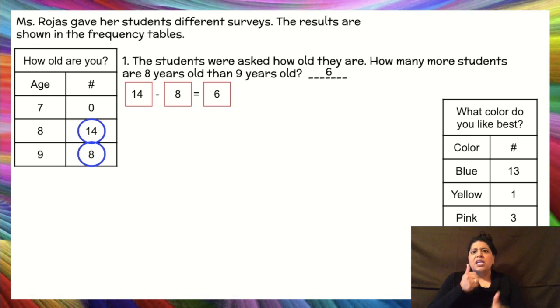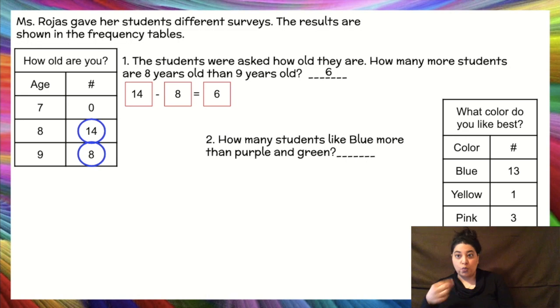What color do you like best? On the left-hand side of that frequency table, we have the color blue, yellow, pink, purple, and green. And on the right side, we have the amount of students who pick that color. So 13 kids love blue, 1 kid loves yellow, 3 kids love pink, 3 kids love purple, and 2 kids love green. How many students like blue more than purple and green?